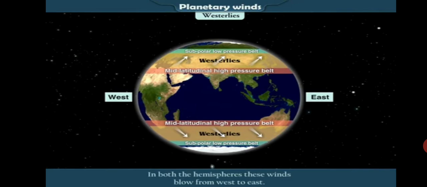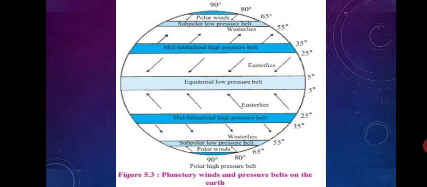In both the hemispheres, winds which blow from west, and they blow from west towards the east. In both the hemispheres, these winds blow from west to east and hence they are called westerlies.